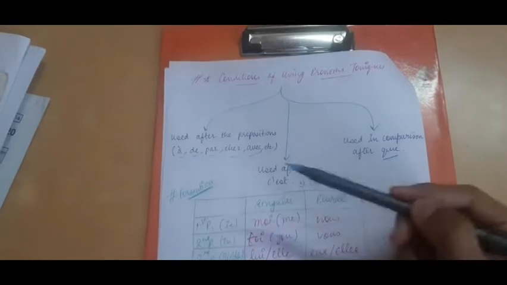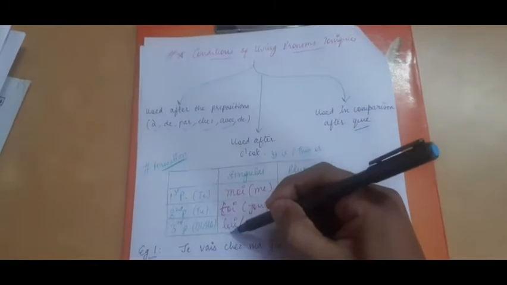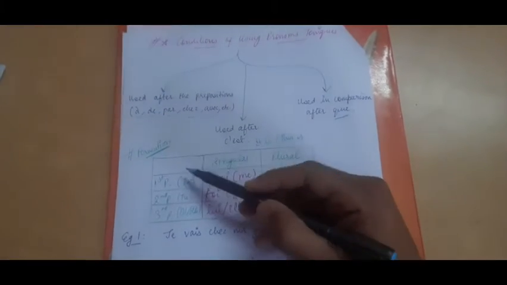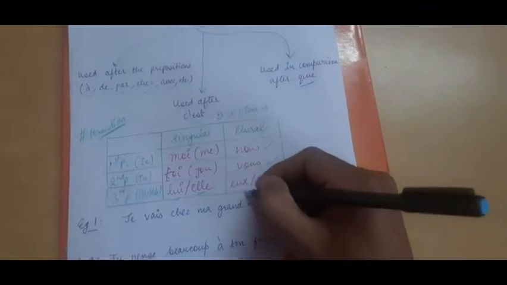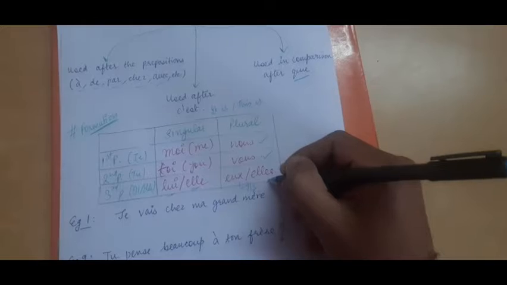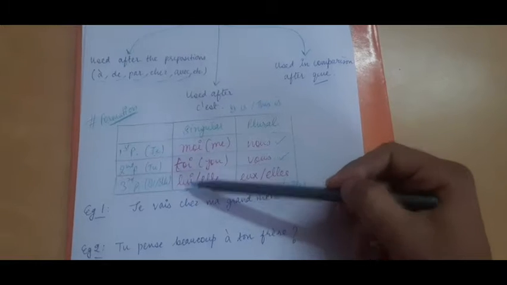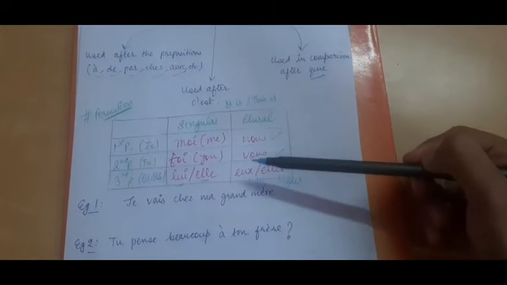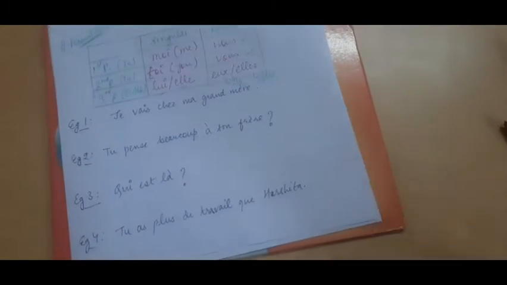Let's understand how do we form les pronoms toniques. For je, it is moi. For tu, it is toi. For il, it is lui. For elle, it is elle only. For nous, it is nous. For vous, it is vous. For ils, it is eux, and elles, elles only. This is the formation. The meaning is me, you, him, her, us, you, them. So let's start with the examples.